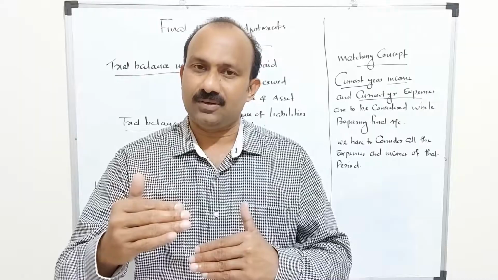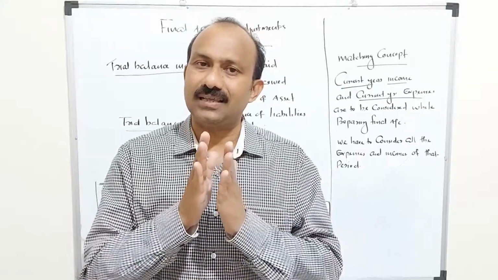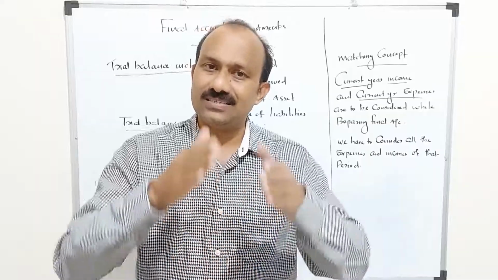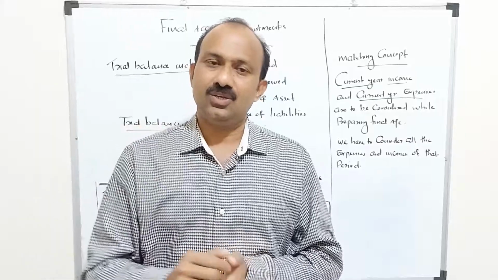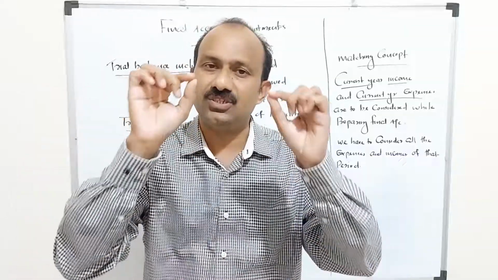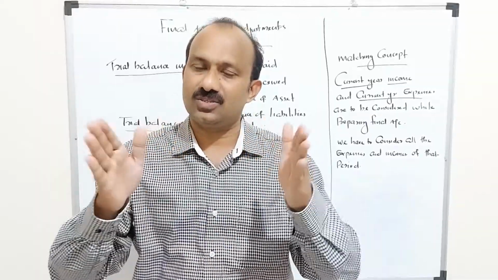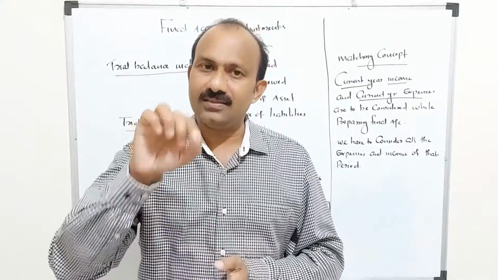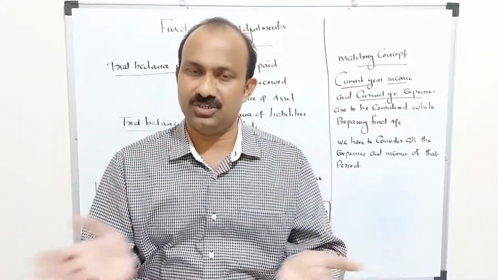The adjustments happen after the preparation of the trial balance, so these items are not included in the trial balance. For each adjustment we have to pass a separate journal entry, and a separate treatment will be in the financial statement. That means the adjusting entry should be passed, and at the same time the treatment will be reflected in the trading or the profit and loss account and balance sheet.